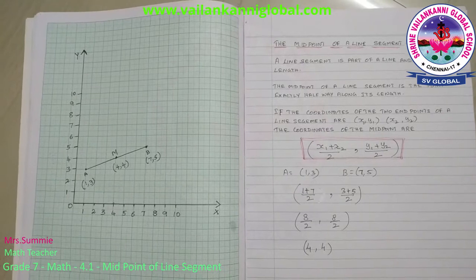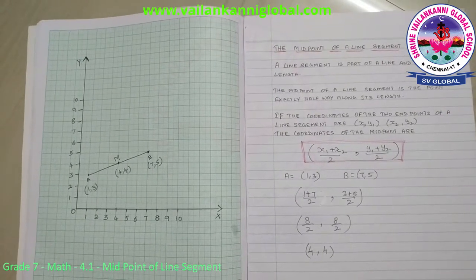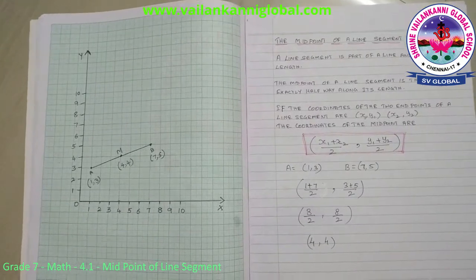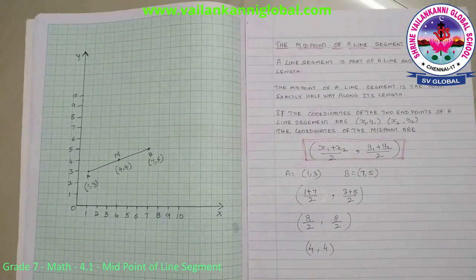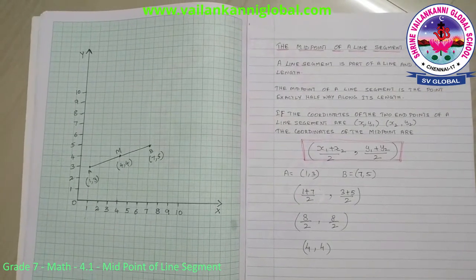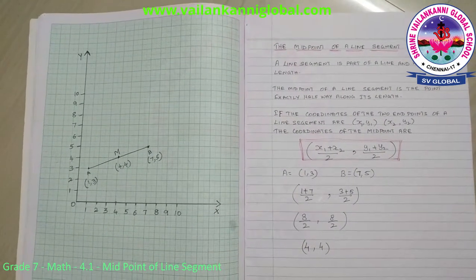So what is a line segment? A line segment is a part of a line and has a fixed length. That means a line segment can be measured. The midpoint of a line segment is the point exactly halfway along its length.